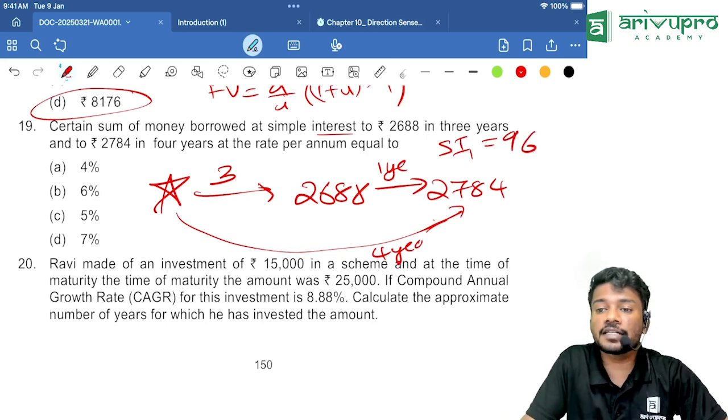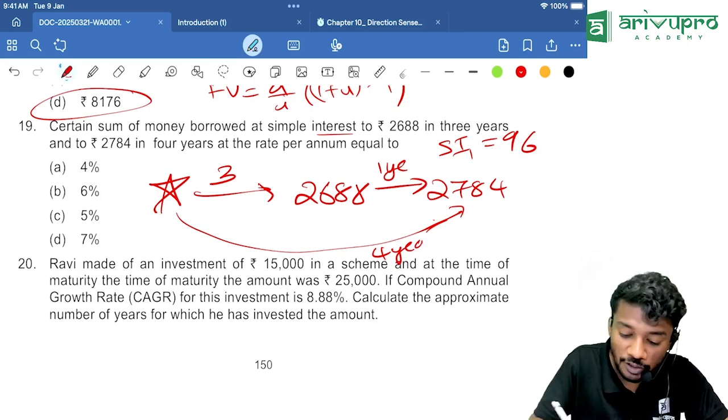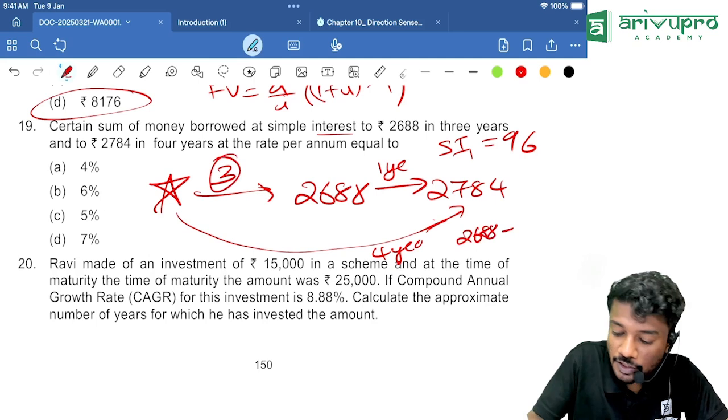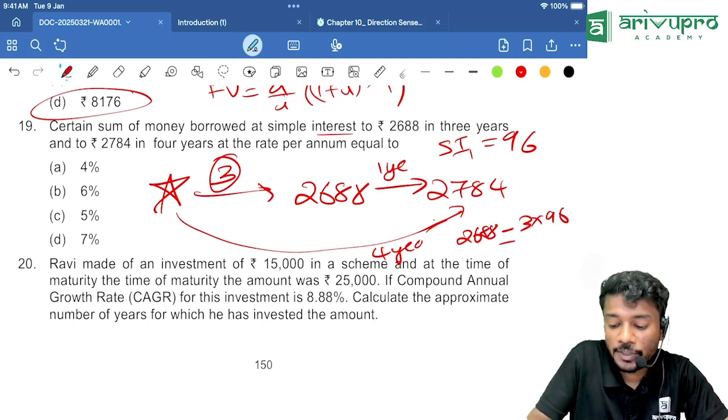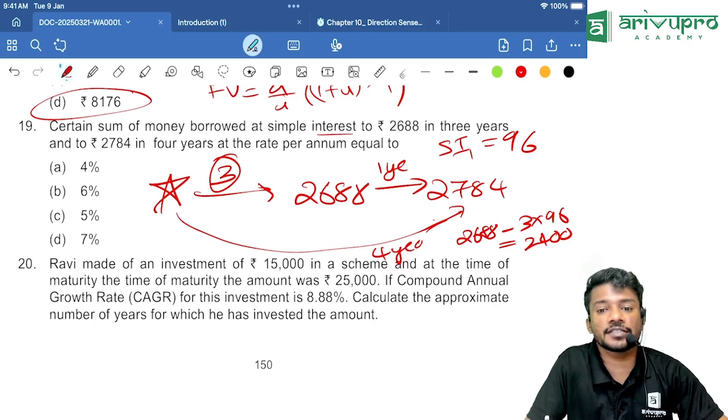Simple interest for 1 year is 96. They are asking the principal value. How will you find the principal value? 2688 minus 3 into 96. How much is it? 2400.